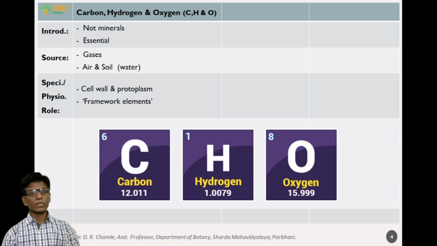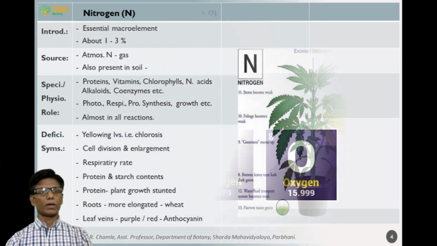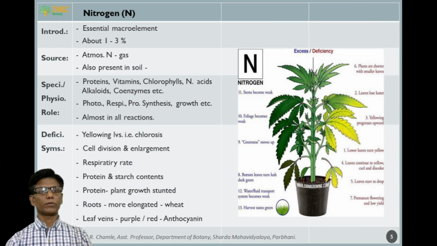Actually, without these elements, life is not possible. Earlier, we have already seen that these are not minerals. Hence, we are not discussing in detail. After these carbon, hydrogen and oxygen elements, we will see the next element, nitrogen. At first, we will see in brief an introduction about nitrogen. Nitrogen is an essential macroelement.